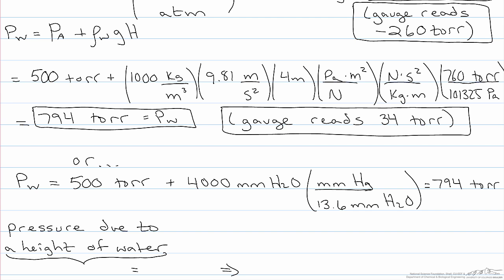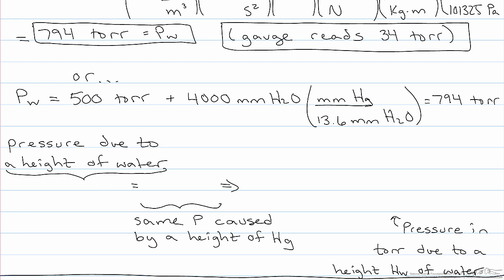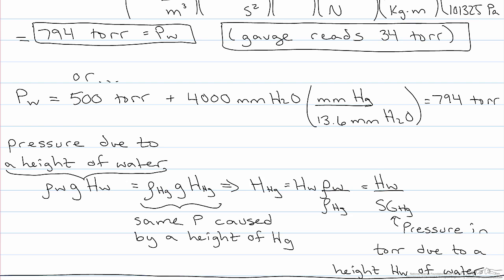So another way of looking at this is multiplying a height by a ratio of specific gravities, which I will show you here. So the pressure due to a height of water can be equated to the same pressure caused by a height of mercury. And then if we solve this for the height of mercury, we find that you just have the height of the water multiplied by the ratio of the densities of water to mercury, which is the inverse of the specific gravity. So this shows us the pressure in torr due to a height HW of water.